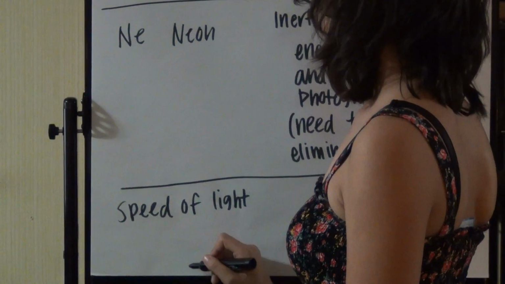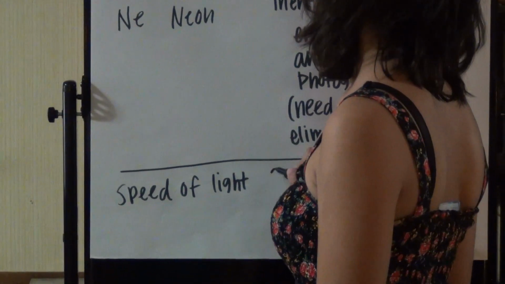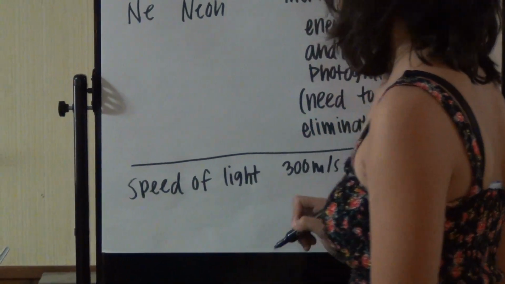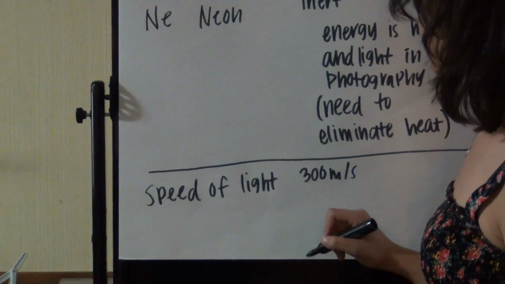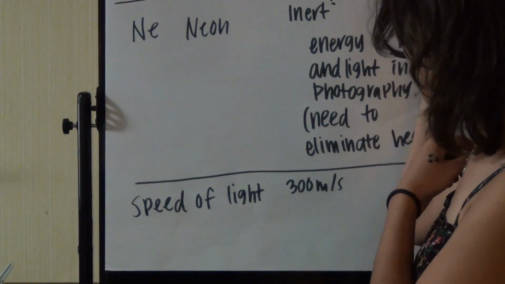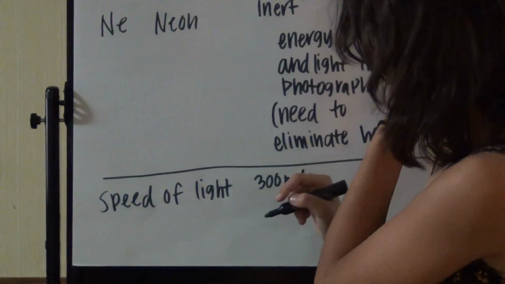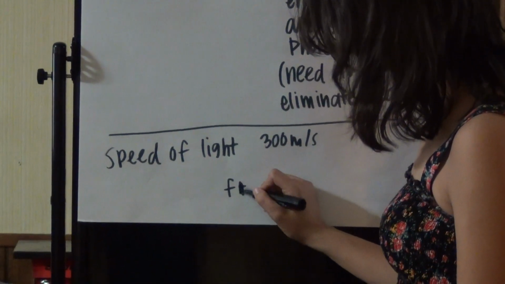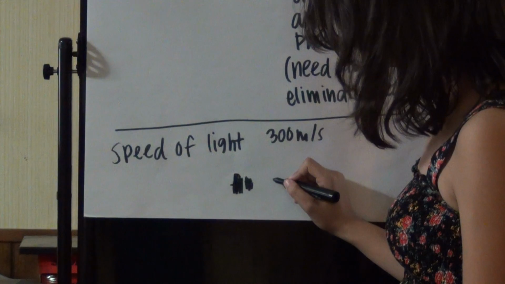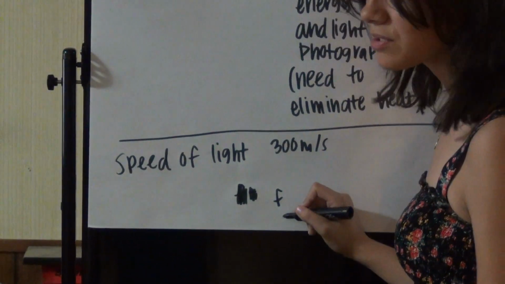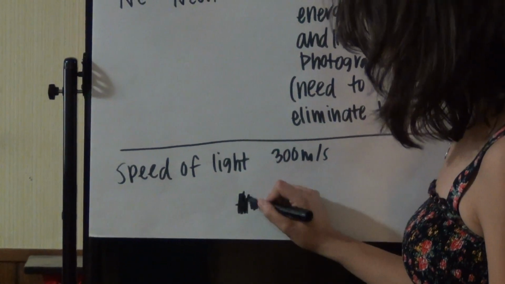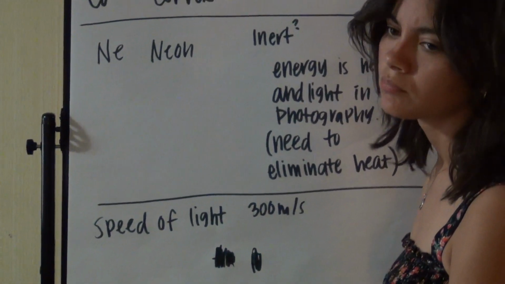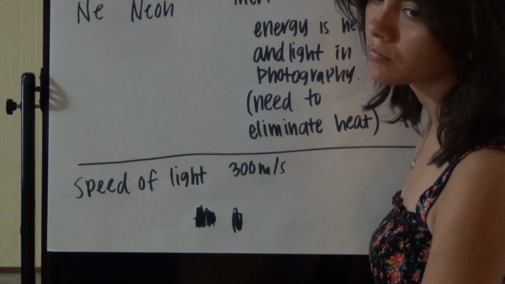Easiest way to think about it is 300 meters per second. So your equation now, which we're not going to go over here, we'll do that in radio, is frequency times wavelength equals the speed of light. So that equation comes in all the time. So if you want something that doesn't change the light, you use an inert gas.